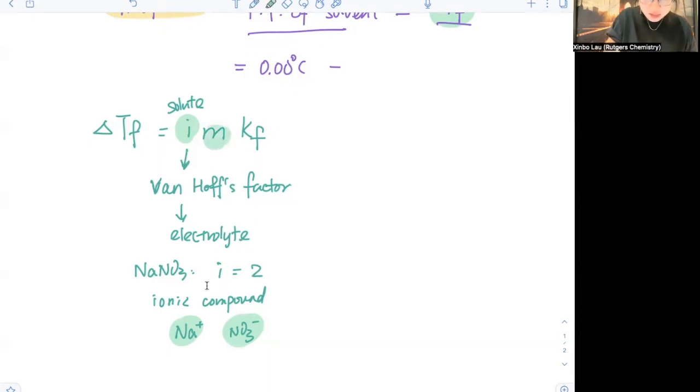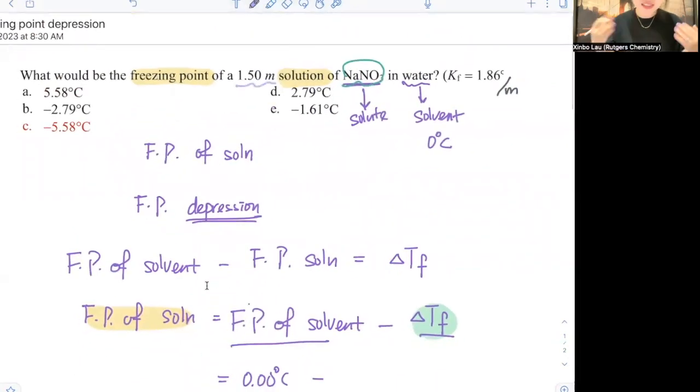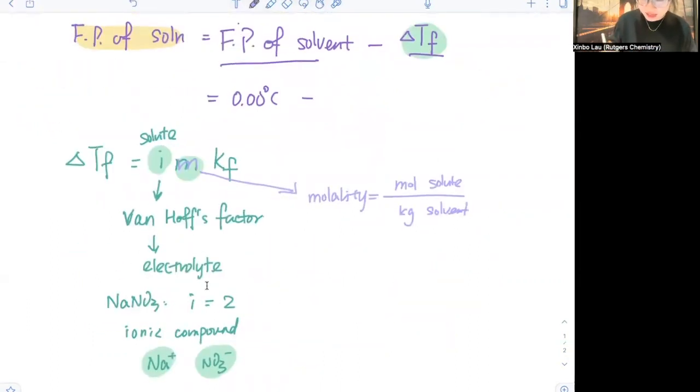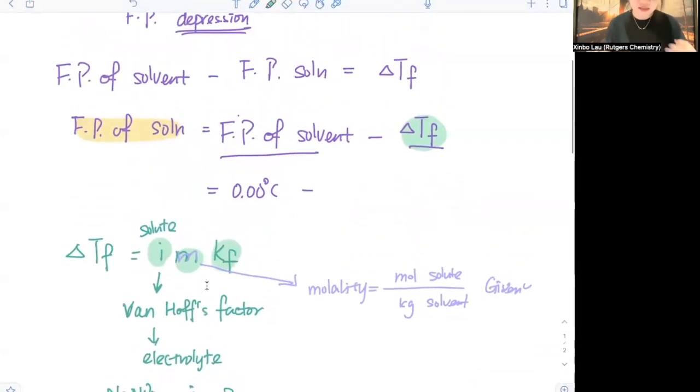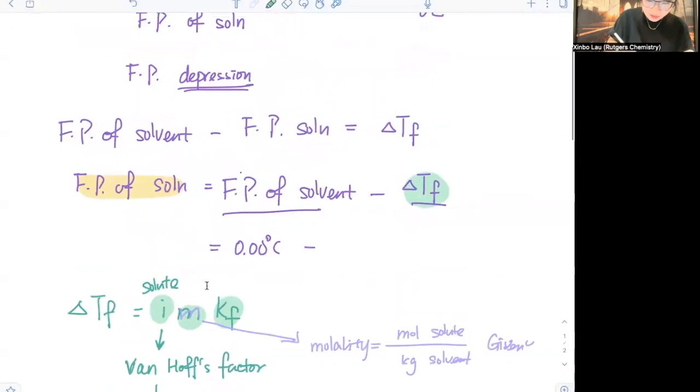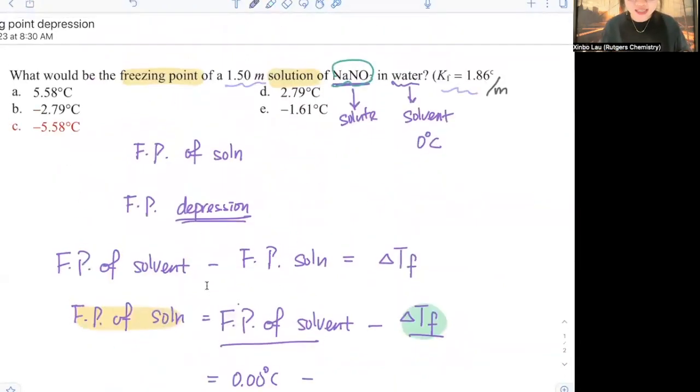Now the next one is lowercase m, which means molality. How do we calculate molality? It equals moles of solute over kilograms of solvent. Now let's see our question. Oh, it's given. That's very nice. If it's not, then based on the definition, we can calculate it. The next term is Kf, the constant, which is about our solvent. Is it given? It's also given: 1.86 degrees C per molality. That's nice.